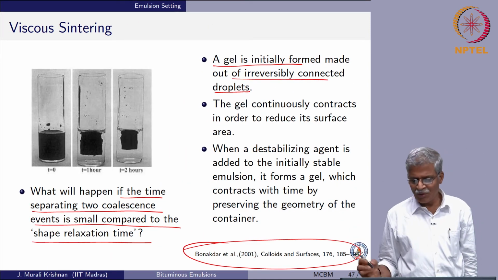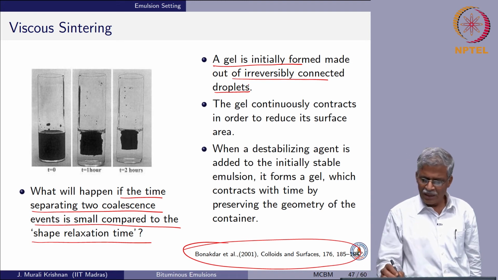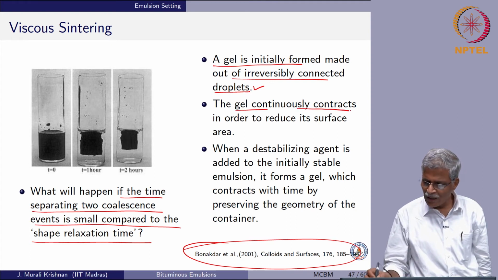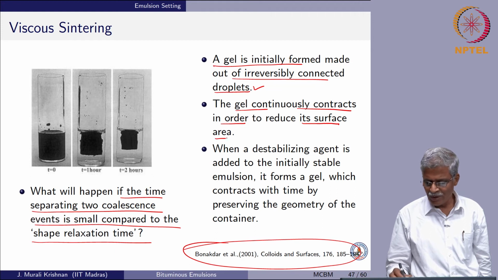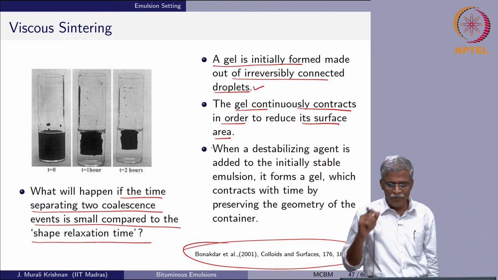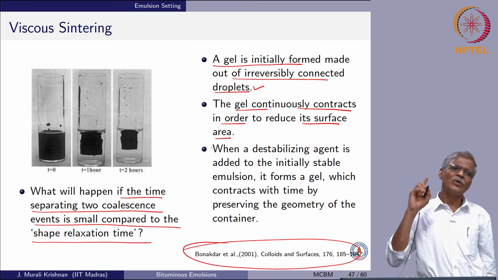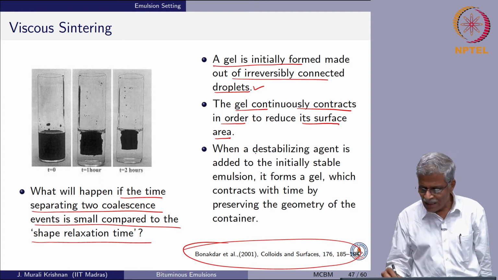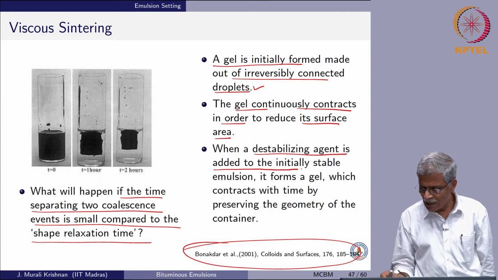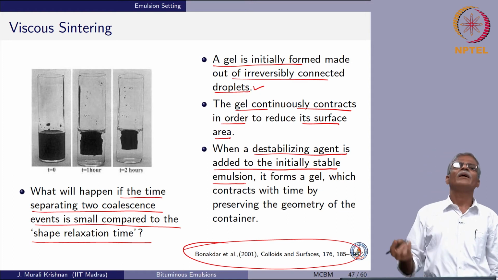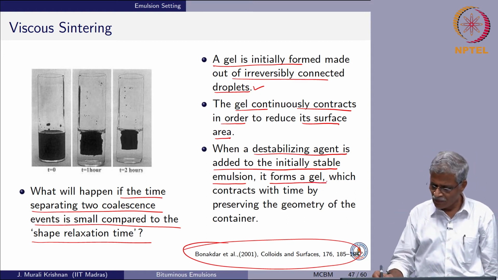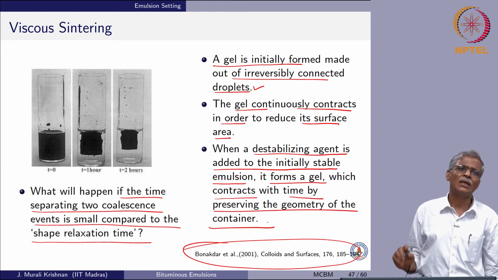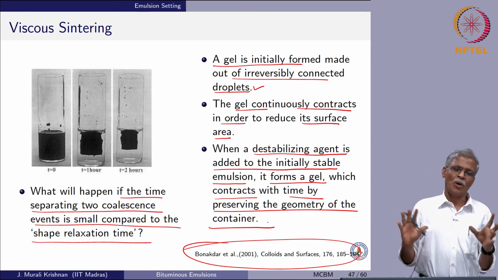So, a gel is initially formed made out of these irreversibly connected droplets, and the gel slowly and continuously contracts in order to reduce its surface area. That is what will really happen. And what is very important as far as this particular material is concerned is, when a destabilizing agent is added to the initially stable emulsion, it forms a gel which contracts with time by preserving the geometry of the container. This is really mind blowing.